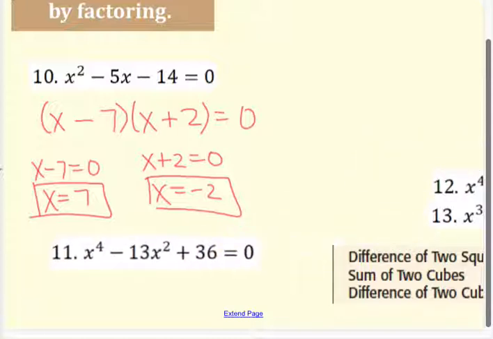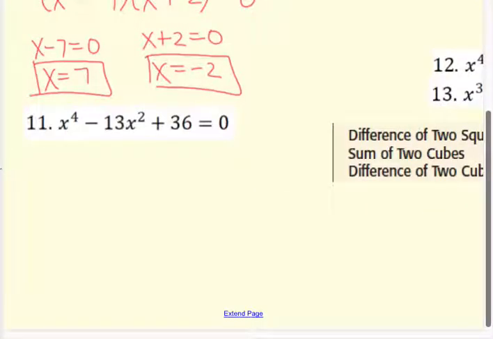Example 11. If I look at example 11, it looks like a quadratic, but it's really an x to the 4th. So I just start out with x squared in my parentheses, and I say, well, what multiplies to 36 but adds to negative 13? Well, 3 times 12, that's not going to give me 13. How about 9 times 4? Well, 9 times 4 will give me 36, and if they're both negative, they will add to negative 13. And then I look at this piece, and I say, oh, wow, they're both differences of perfect squares.